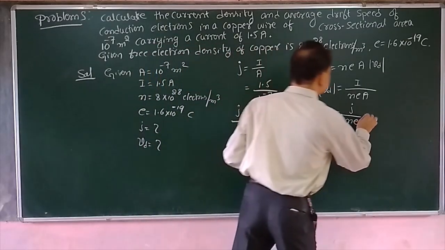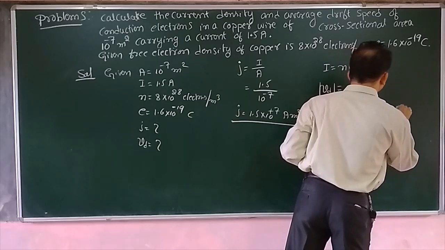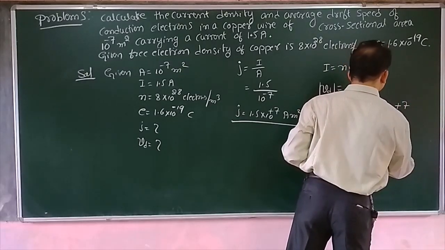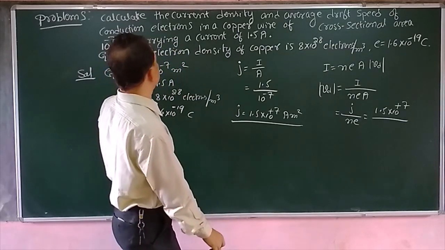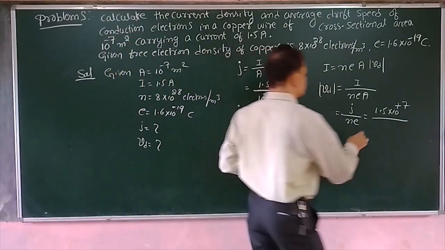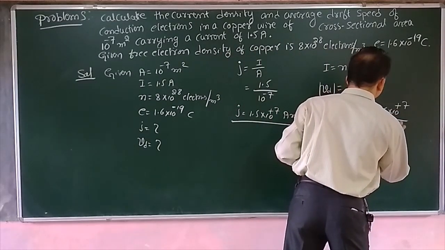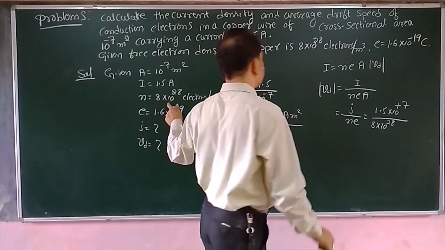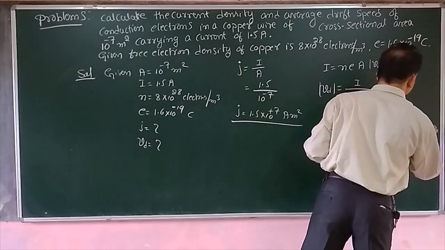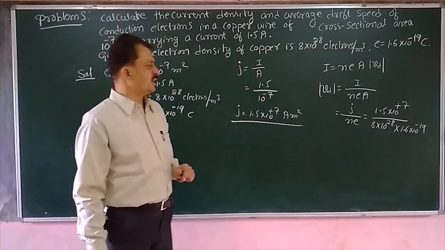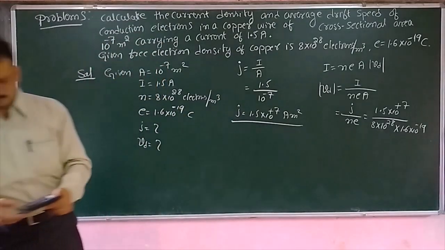Clear? Now J we have worked out, that is 1.5 into 10 raised to plus 7, divided by N, number of electrons per unit volume, 8 into 10 to the power of 28, multiplied by charge of the electron 1.6 into 10 raised to minus 19. Okay, so we will simplify that using the calculator.